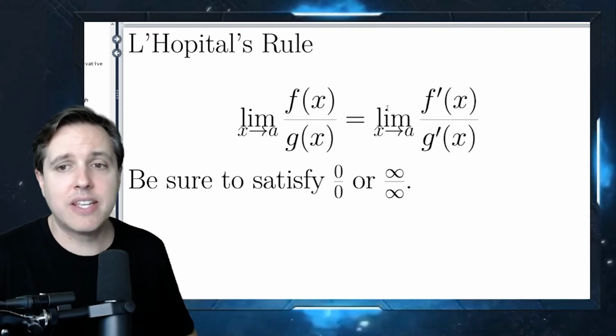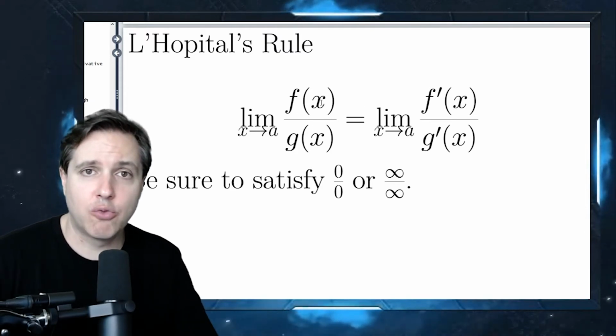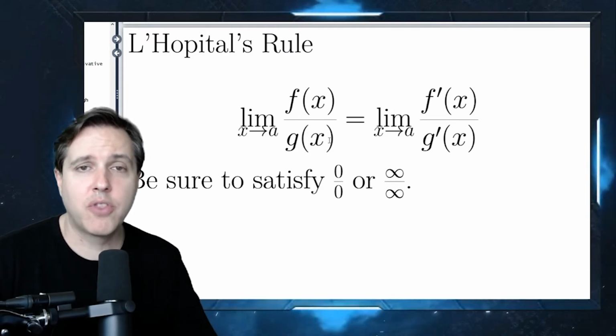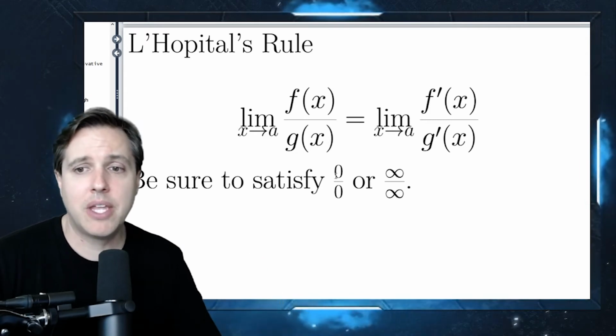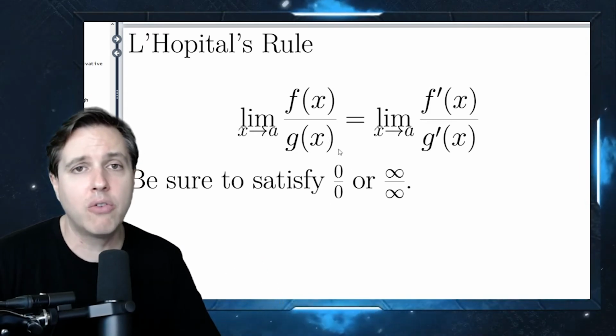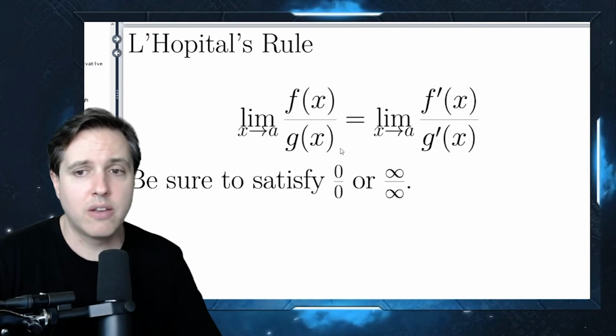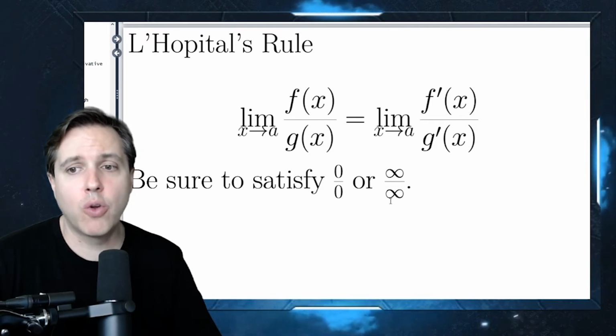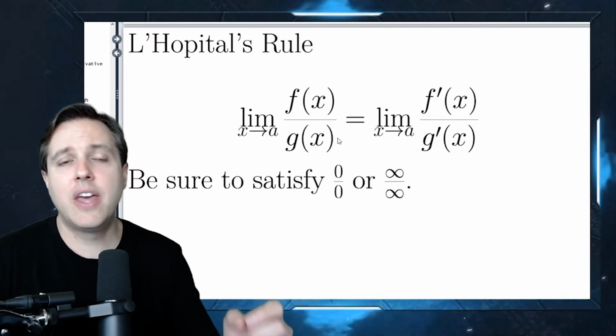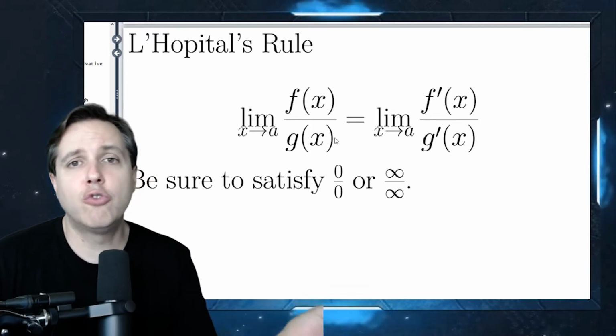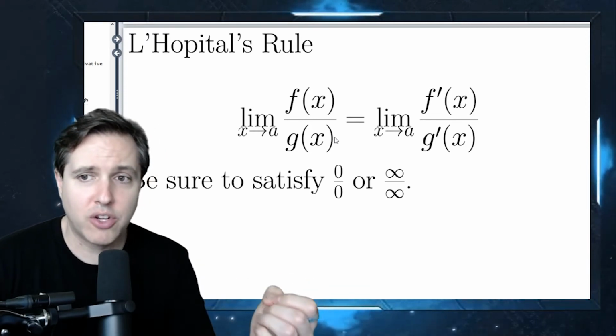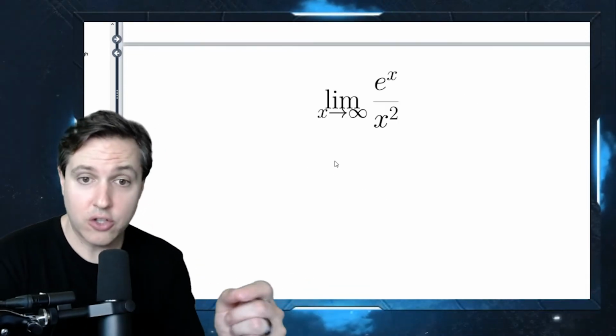So what happens is, if you take the derivative of the top and the derivative of the bottom and you try to evaluate that limit, if we get a 0 over 0 condition, right? We call that the 0 over 0, or you get infinity over infinity, then basically it means that you should use L'Hopital's rule and evaluate the derivative again. Okay, so let's look at an example here.